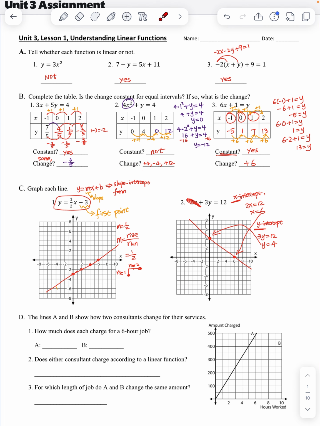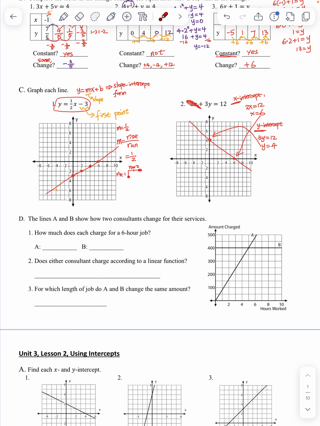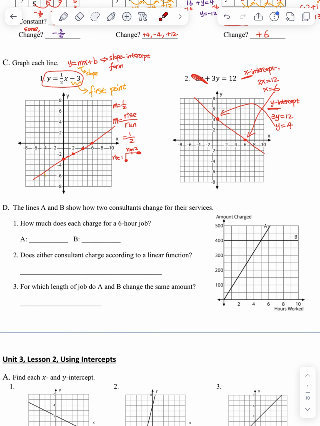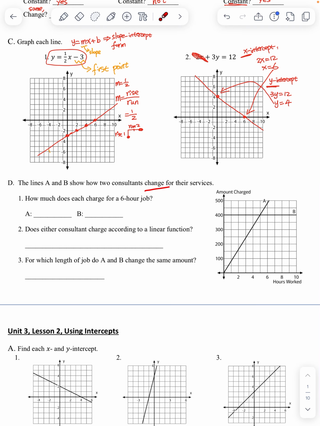Yeah. Okay, part D. Part D, the line A and B show how two consultant, that means answer people's question, right? Give some opinions. Charge for their survey. So here's a typo. This should be charge. C-H-A-R-G-E. Charge. How much money? Yeah. Okay. We have 2 consultant, right? This is how they charge.